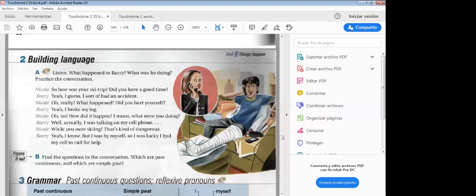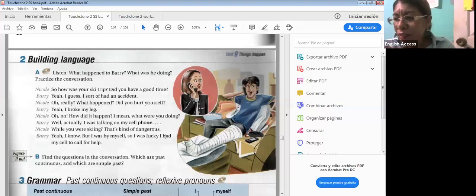He broke his leg. Okay, he broke his leg. Well, at the beginning of the conversation, we have two questions. What happened to Barry? What was he doing? What happened? Just saying, well, he broke his leg. Okay, correct. What was he doing? What do you think he was doing?